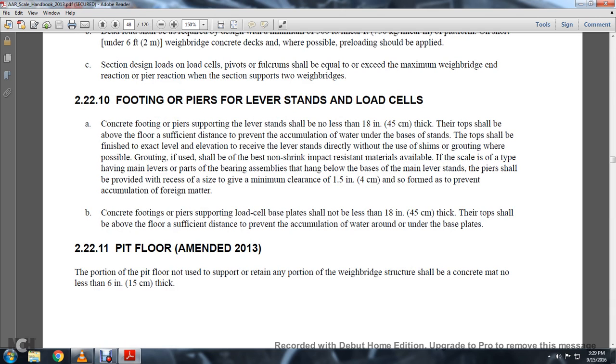Concrete footing of the proper piers supporting load base plates should not be less than 18 inches thick. The top shall be above the floor a sufficient distance to prevent the accumulation of water under the base plates.